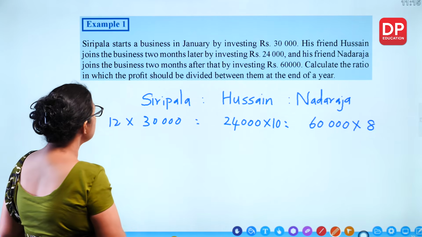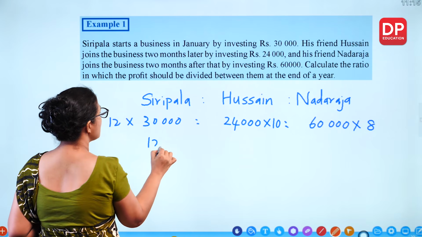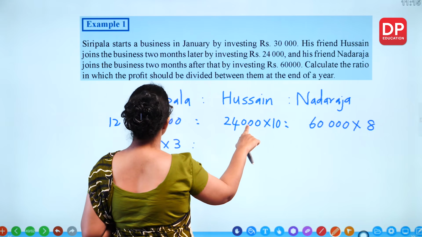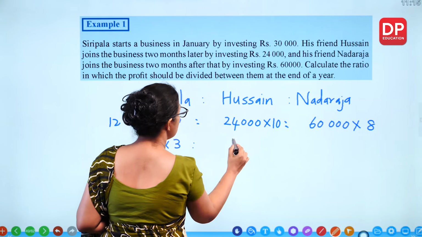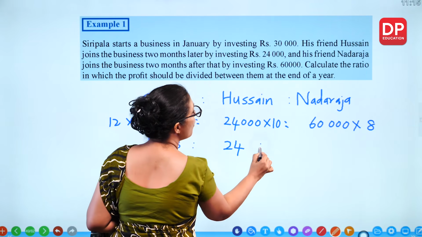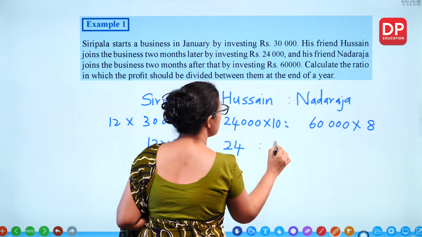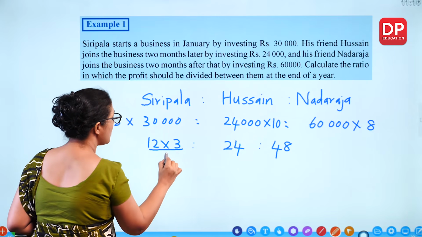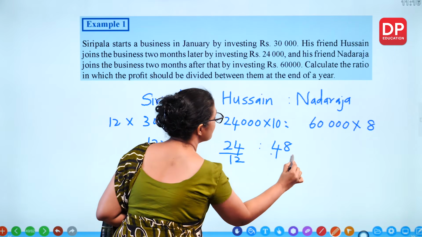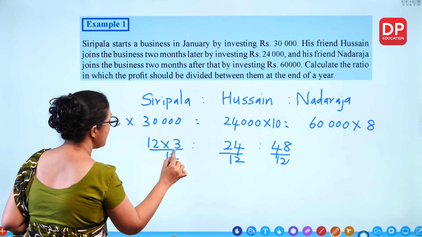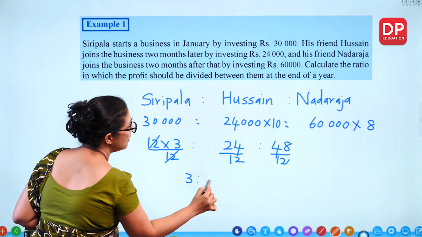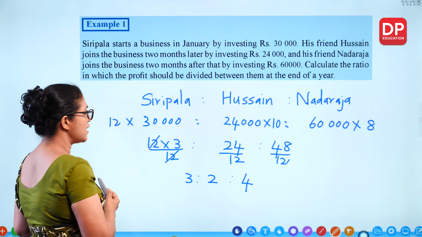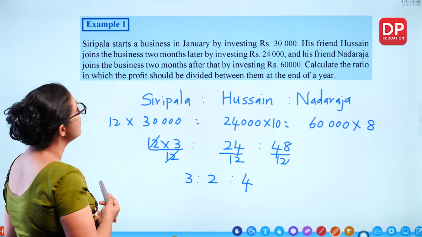Now we'll see what's the ratio. You can divide by 10,000. So that's 12 times 3. Divide by 10,000. This is 24. And divide by 10,000, you get 6 times 8, 48. Divide the whole thing by 12. You get 3, 2 and 4. 12 times 4, 48. So 3 to 2 to 4 is the ratio.